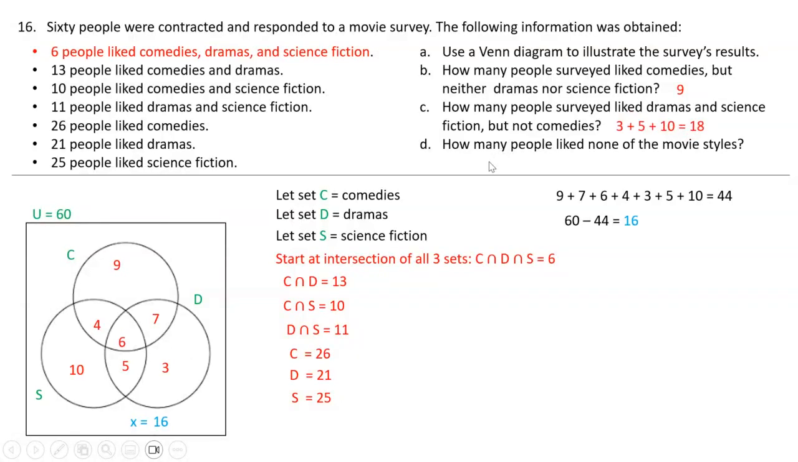And for part D, how many people like none of the movies? The answer will be 16, because they were in the group that responded to the survey, but they didn't like any of the movies. So these are the answers for A, B, and C.